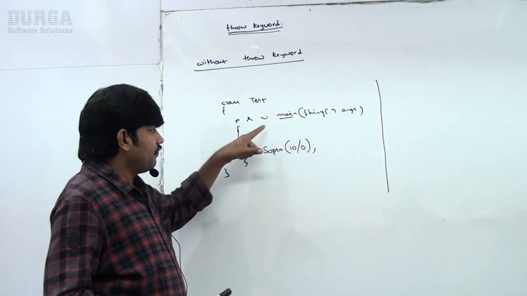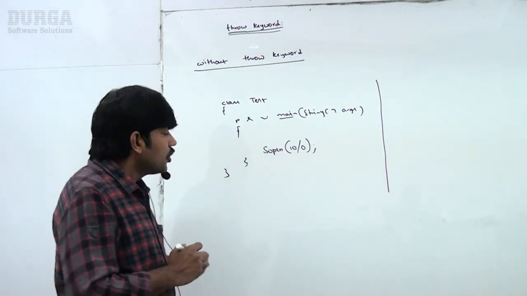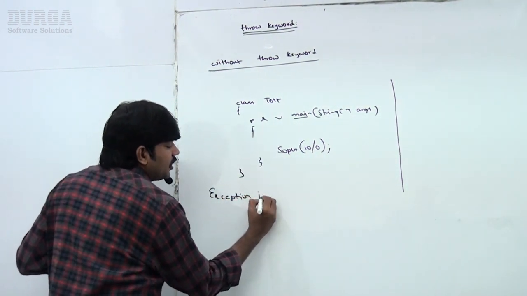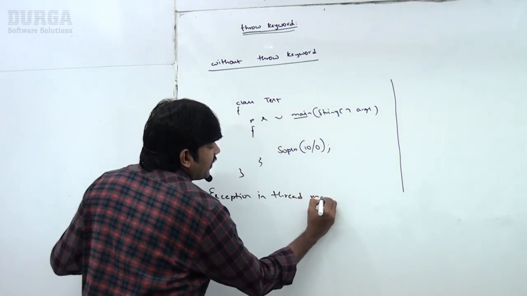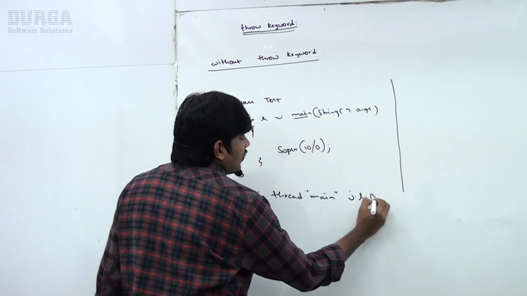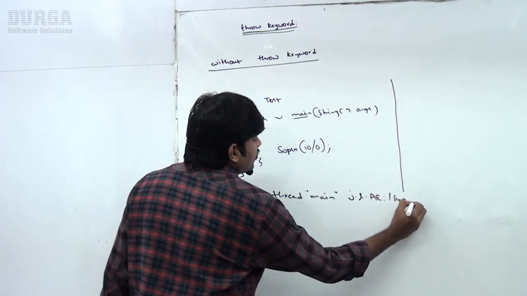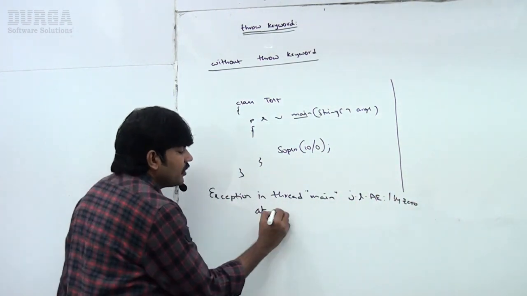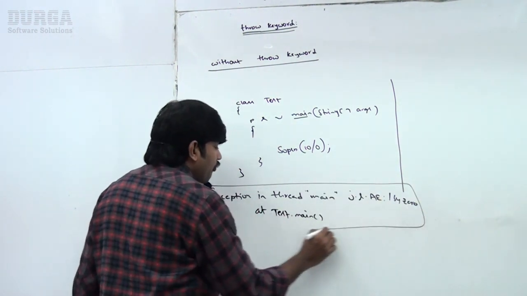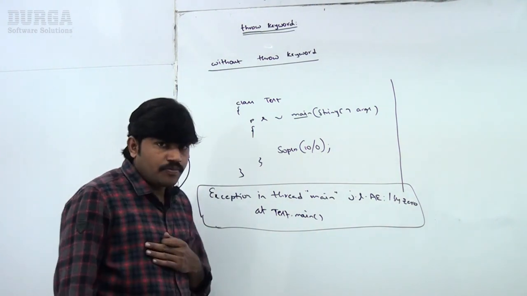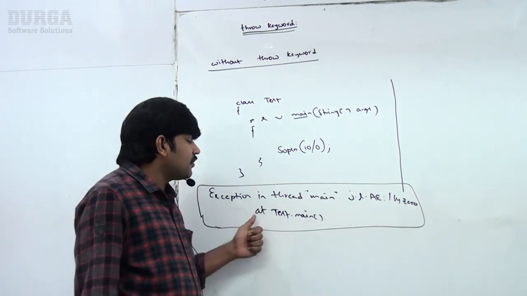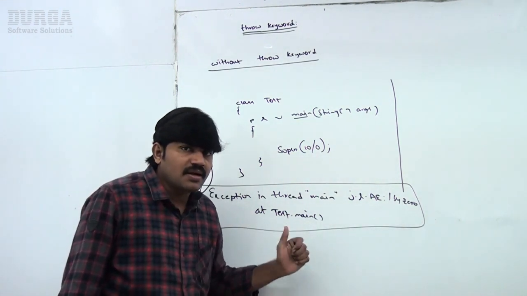Now the JVM came. Is there any handling code? Not there. Immediately at runtime we are going to get: Exception in thread main java.lang.ArithmeticException: division by zero at Test.main. This is the thing which is there, sir. I hope you are able to understand. Exception in thread main, java.lang.ArithmeticException, division by zero at Test.main.